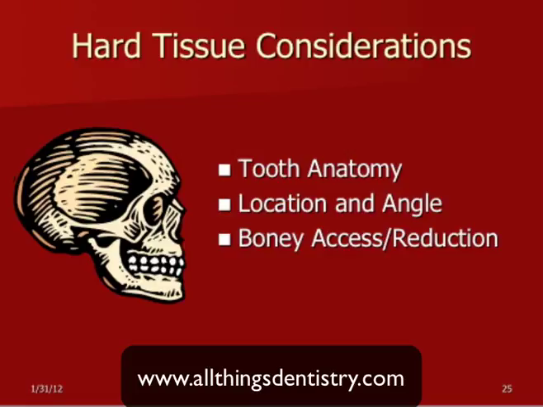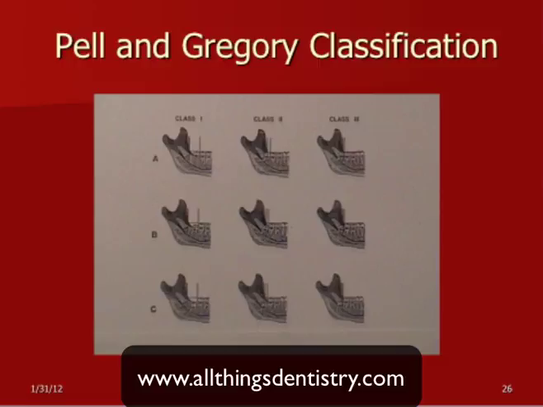Okay, this is a Pell Gregory classification. It's an old classification system, but it's very fundamental. If it's fully erupted, it's A. If it's partially erupted, it's B. If it's buried below the CEJ of the next tooth, it's a C.